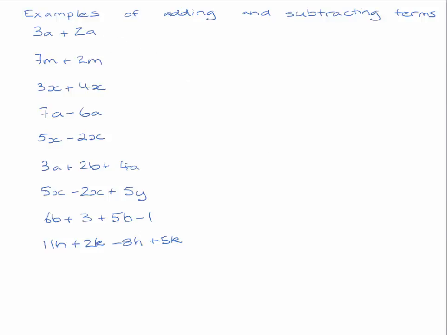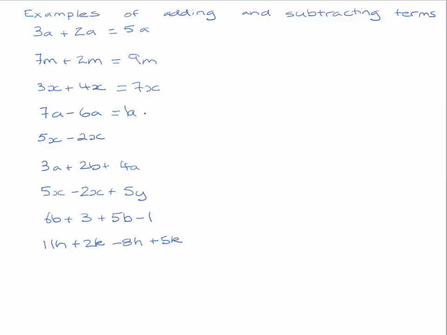So here's our first example, 3A plus 2A. So as we saw before, we can add the like terms. A and A are like terms. So 3A plus 2A is 5A. 7M plus 2M is 9M. 3x plus 4x is 7x. 7A minus 6A is A, or 1A.